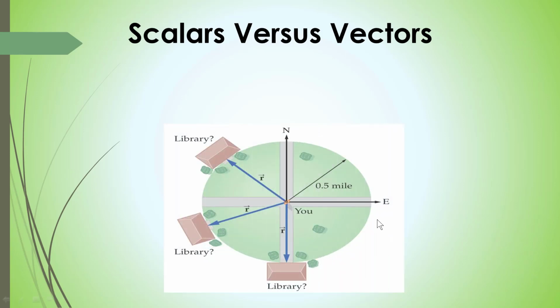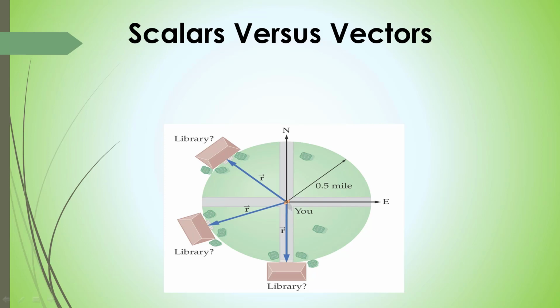And if we are going to compare scalars and vectors, how can we do that? Let's say that we are standing at the center of this area, and we have to go to the library. The library is 0.5 miles away from this point. We have its magnitude, a scalar quantity, the distance, which is 0.5 miles, but we don't know the direction. We don't know in which direction we have to move 0.5 miles.